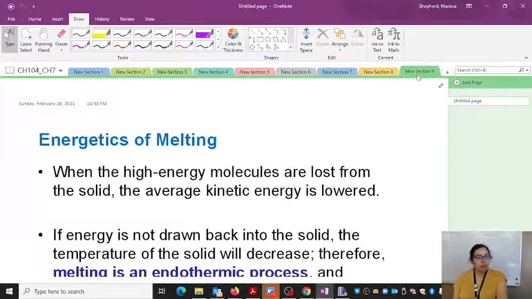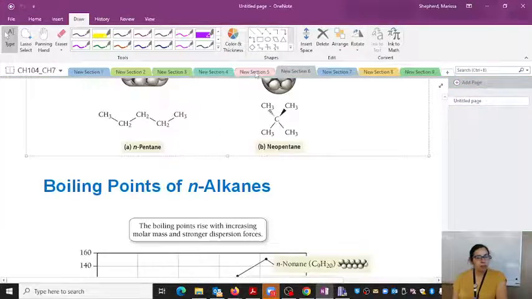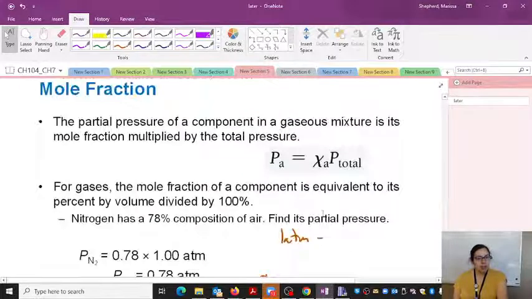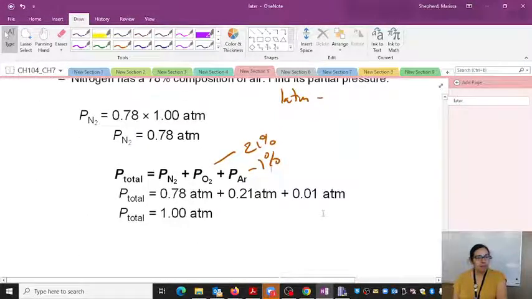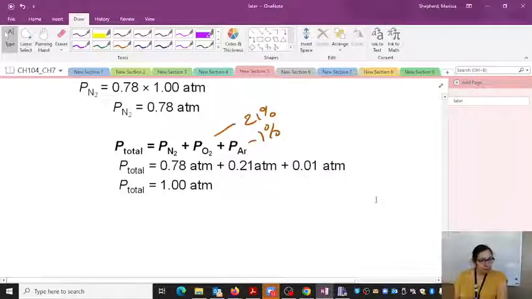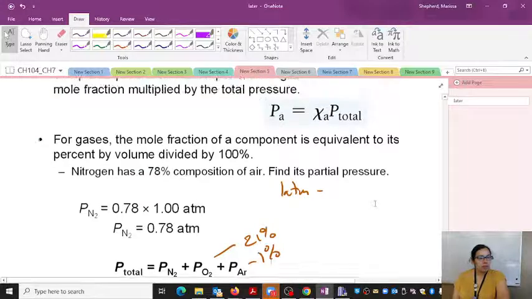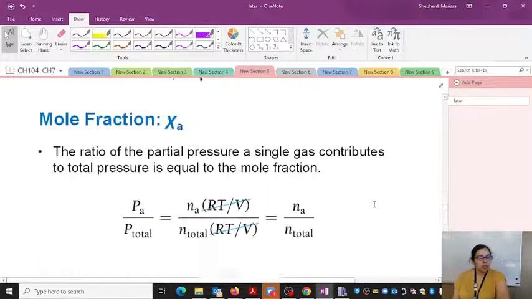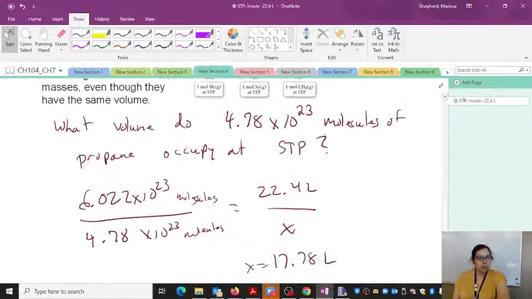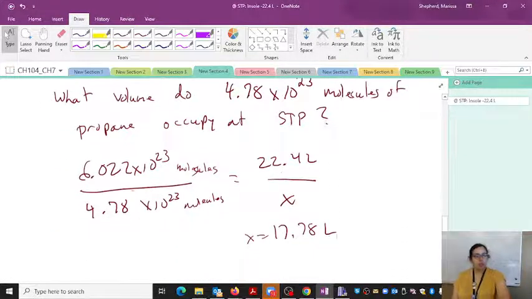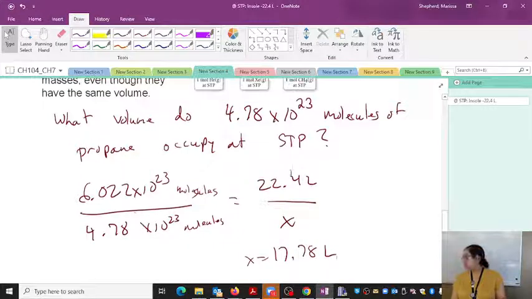Probably save the rest of this for Thursday. That's a good stopping point. Yeah, so any questions on gases so far? And, sorry, which part? The last one, this one? This was just solving for volume at STP conditions.